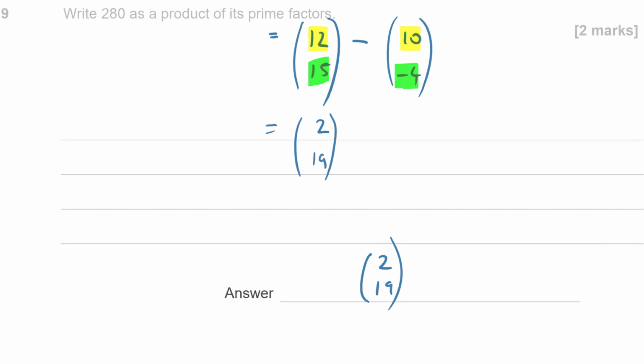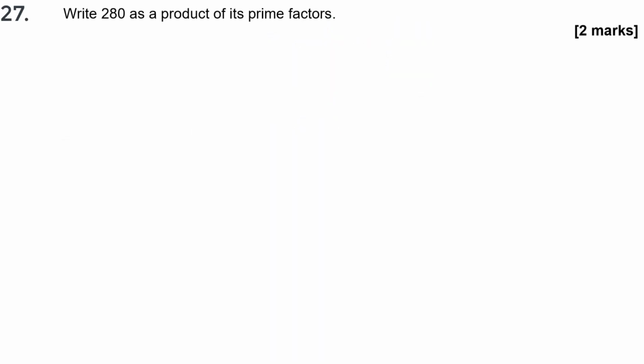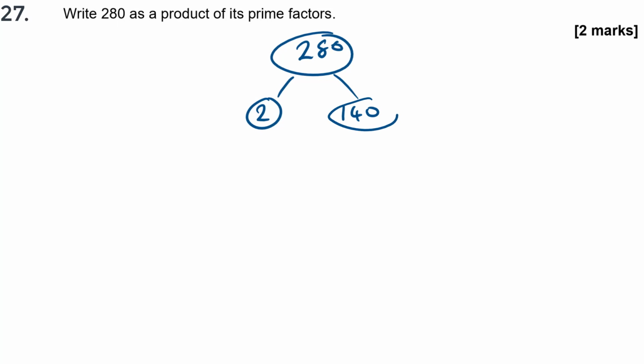219. To write 280 as a product of its prime factors. Now there are different methods for doing this. I quite like the factor tree method, where you start with 280 in a circle at the top, and then you think of 2 numbers that multiply together to give you 280. So I'm going to pick, well, let's go with 2, and 2 times what? 140 is equal to 280. Now, if your number is prime, like 2 is, that's a stop.